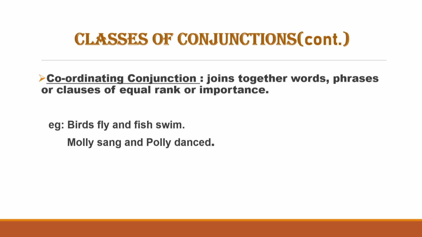Let us take another example. Molly sang and Polly danced. Similarly, the two statements Molly sang and Polly danced are of equal rank and none is dependent on the other for its meaning. Some coordinating conjunctions are and, but, for, still, only, etc.